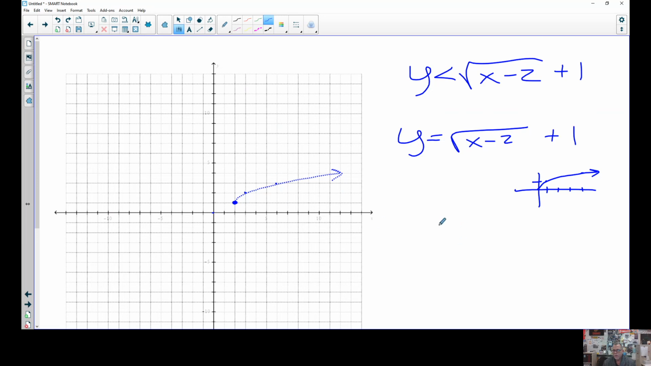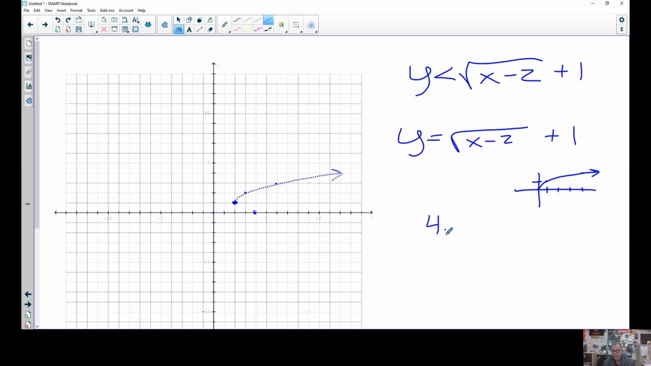So I test it. I use 0, 0 again. If I use 0, 0 in the original one, I get 0 less than the square root of, oh, I can't use 0, 0, can I? It's not in the domain. I just said that. All right, so we can't use what I normally use. I got to pick another point. So I'm going to pick a point like 4, 0. 4, 0 is obviously below this rather than above it.